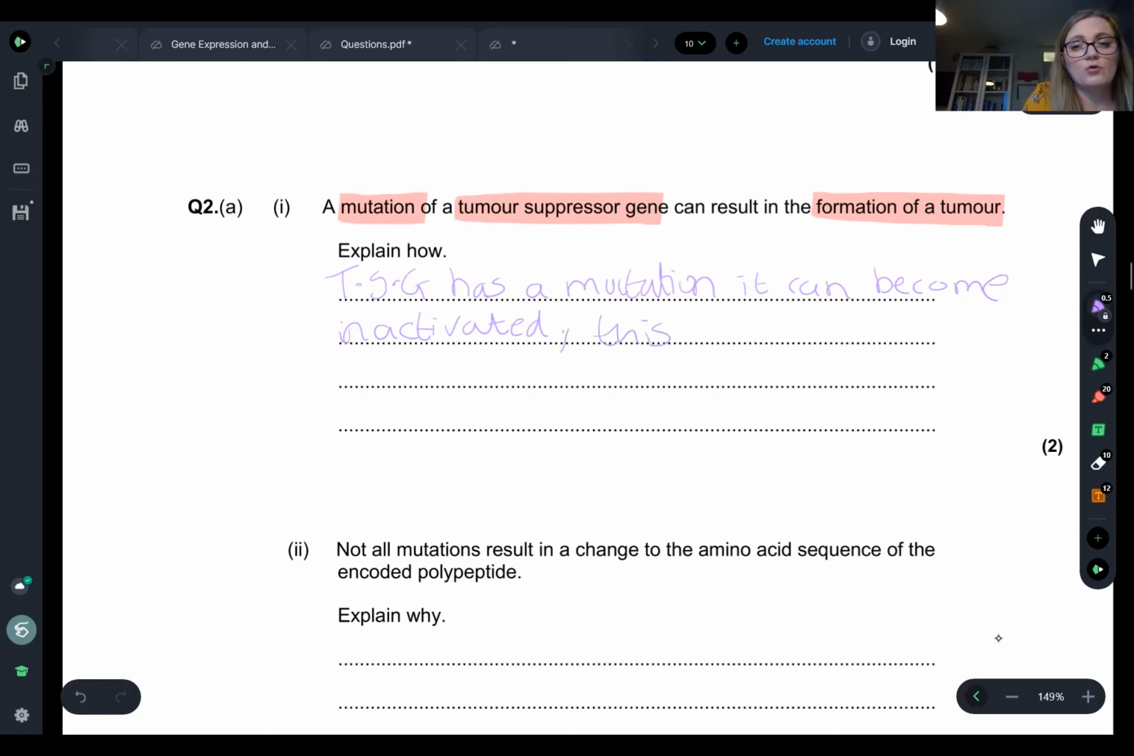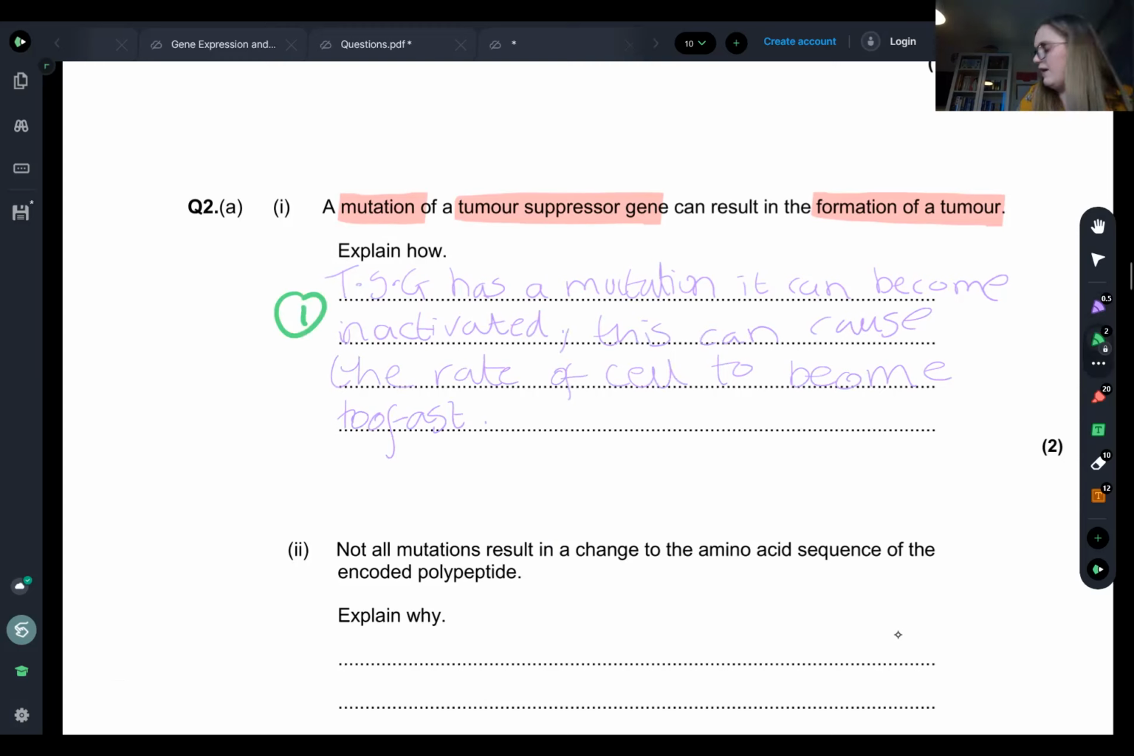This can cause the rate of cell division to become too fast. I'm going to point out where the marks are in here. TSG has a mutation, it can become inactivated, can cause the rate of cell division to become too fast. In this, you could say instead the tumor suppressor gene is not able to control cell division, it's not able to slow the cell division, but anything about it becoming inactivated, and thus cell division is then out of control and it occurs too quickly.